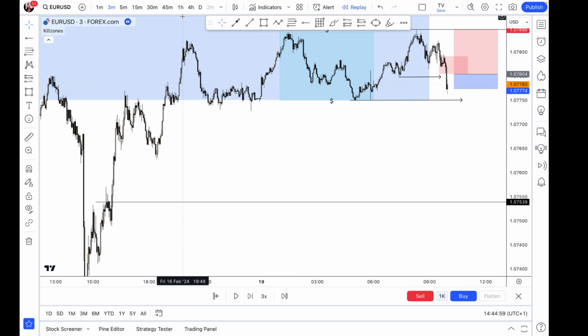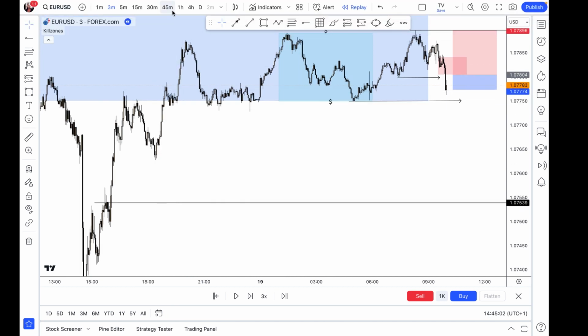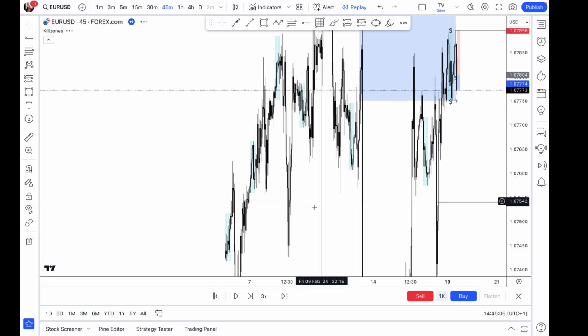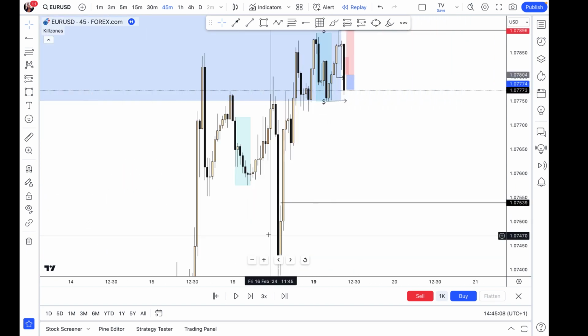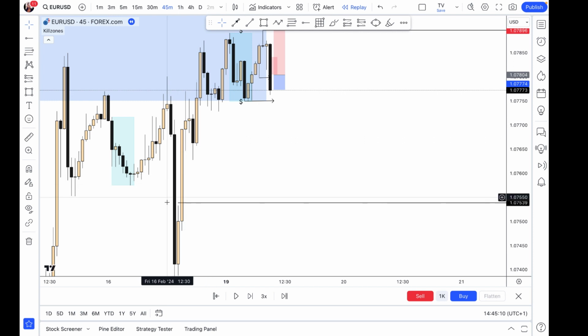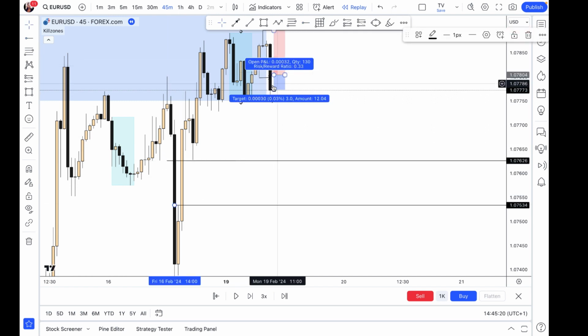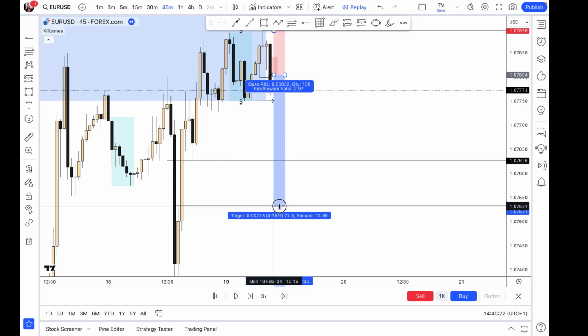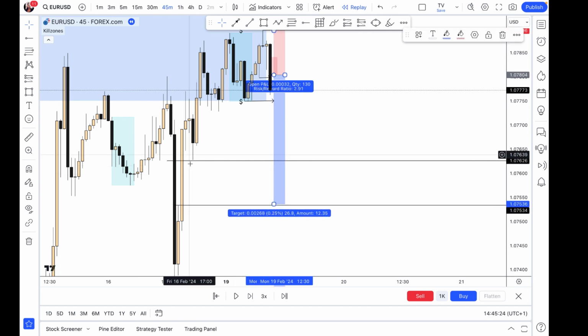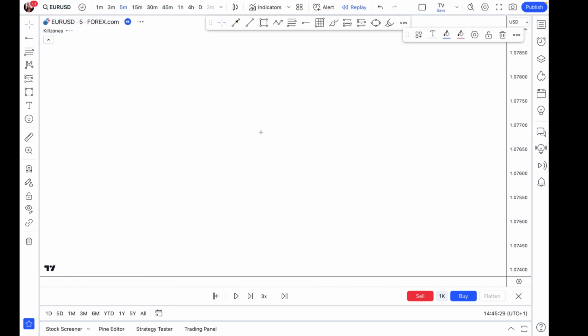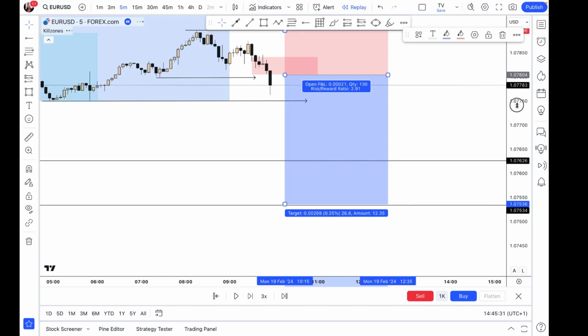And for my take profit, I moved back to the 45 minutes time frame. So this is the 45 minutes time frame. You can see that we have imbalance at this level, from this zone right here to this level right here. So for my take profit now, I'm aiming at this imbalance fill. I want price to come back to fill this up. So now moving back to the lower time frame again.